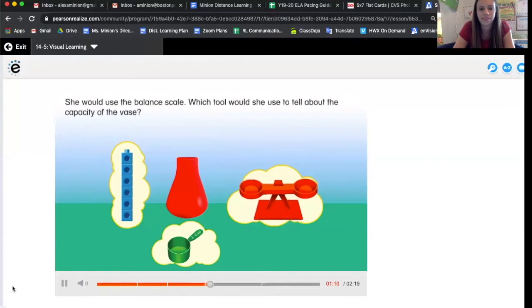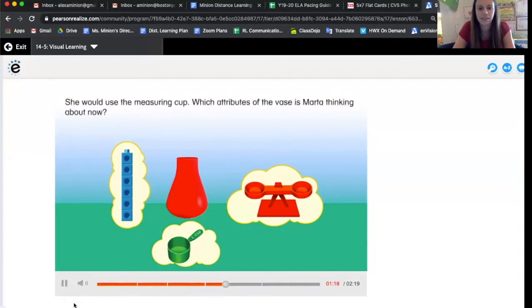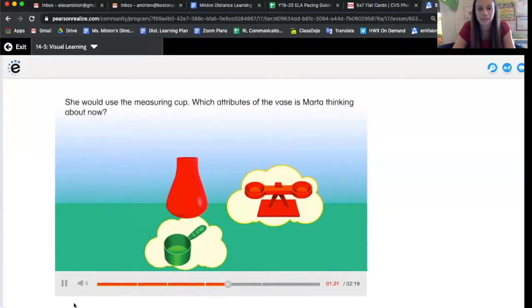She would use the balance scale. Which tool would she use to tell about the capacity of the vase? Which tool should she use to find capacity? You can say, Marta should use.